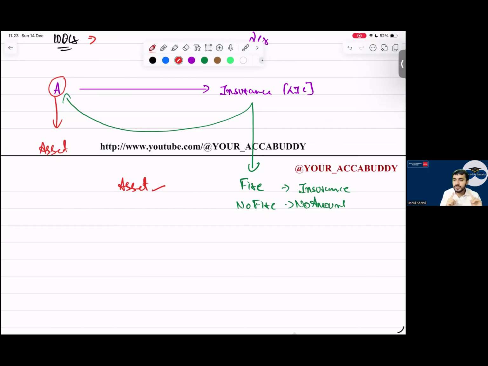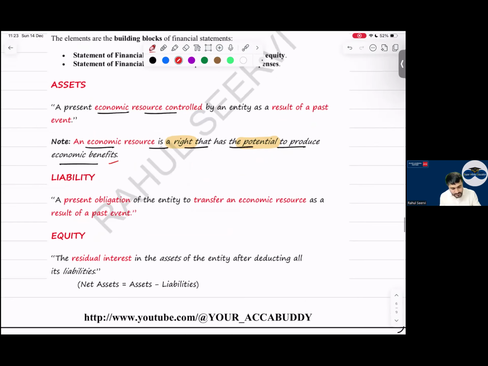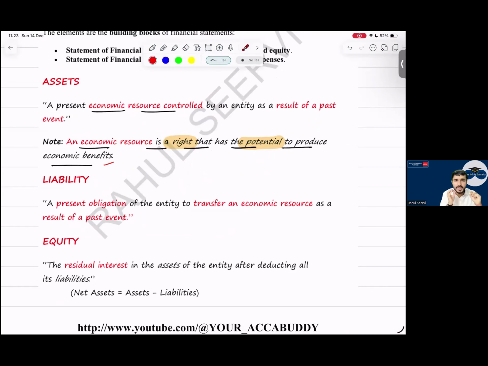And ownership is also not compulsory. Understood, everyone? What is an asset? A present economic resource controlled by an entity as a result of past event. I'm not talking about recognition. Understand? I'm not talking about recognition. First, say whether it's an asset or not. If it is an asset, we will see what the recognition criteria and conditions are, whether we should record or not. That is totally different, but which has a potential to produce economic benefit, not probable.